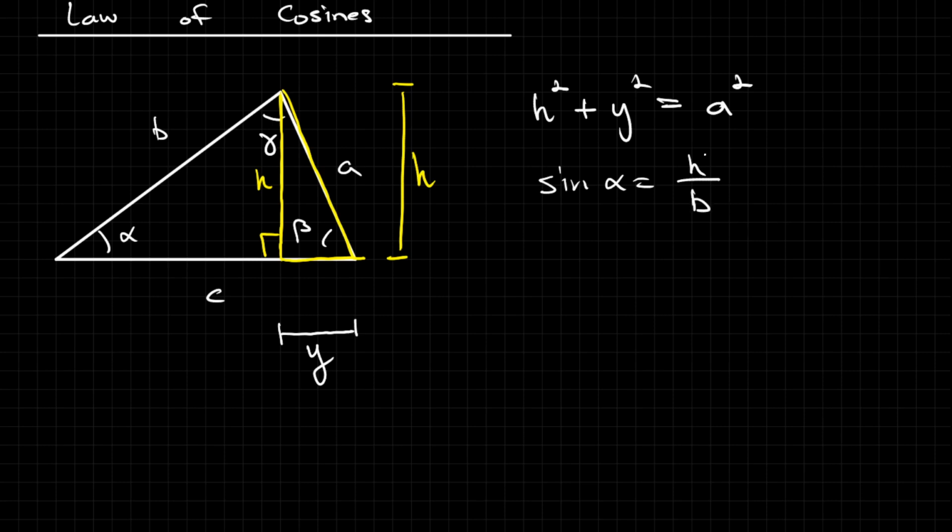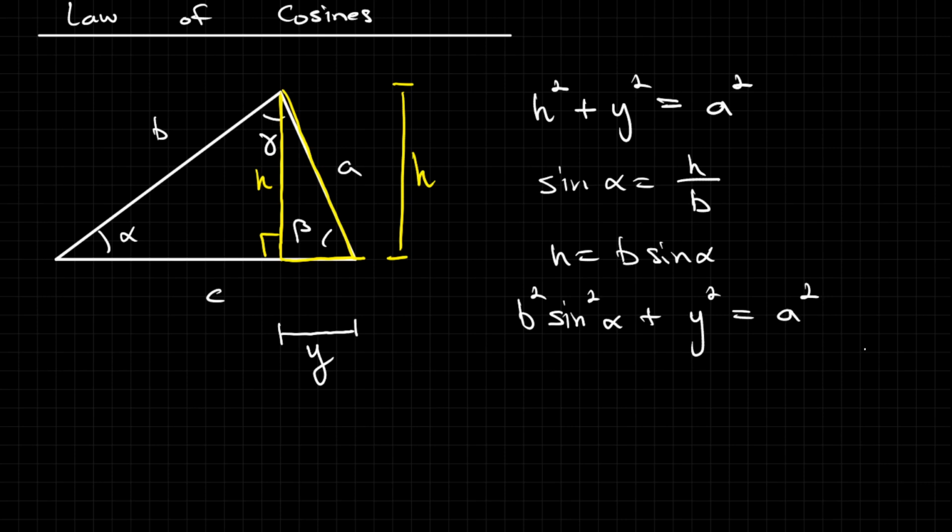And that will allow me to write what h is in terms of things that were originally there, b and alpha. So h equals b sine alpha. So I can put this into my equation here, and I get that b squared sine squared alpha plus y squared is equal to a squared.